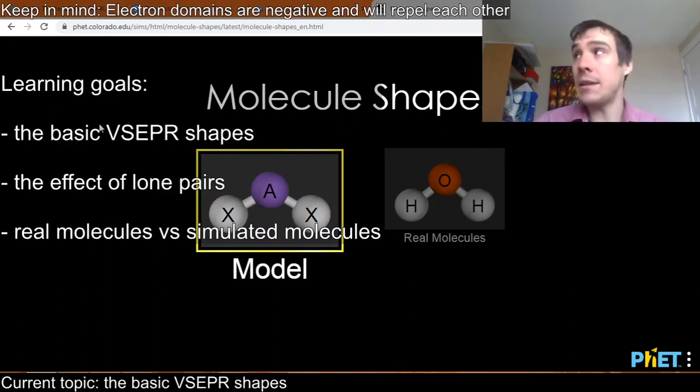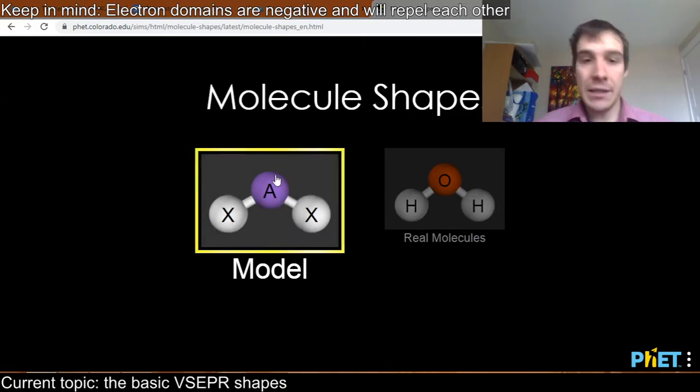First, we're going to talk about the 6 or 5 basic VSEPR shapes. Lots of people say VSEPR, so I'll probably just say VSEPR. Then we'll talk about the effect of lone pairs on these shapes, and then a little bit about real molecules versus the model. So it should be a pretty quick video. This is a really good companion to the intramolecular forces video. As you can imagine, the shape of a molecule will help us predict what kind of forces it's going to have.